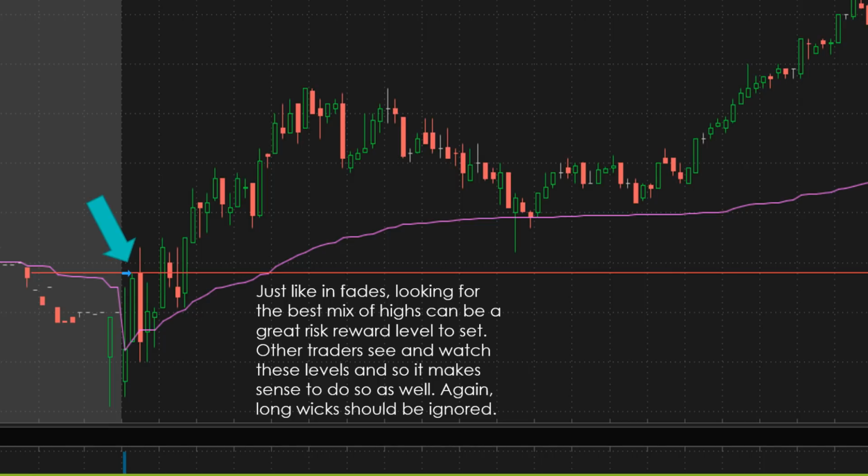And does everybody also see how it's basically just the opposite of a VWAP fade? You get a bullish trend instead of a bearish trend. You get a nice bounce off the VWAP. So when I say body high chase, let me see if I can zoom in here.